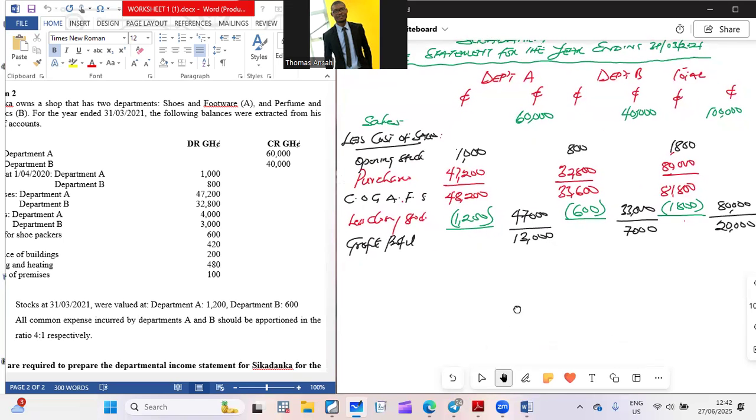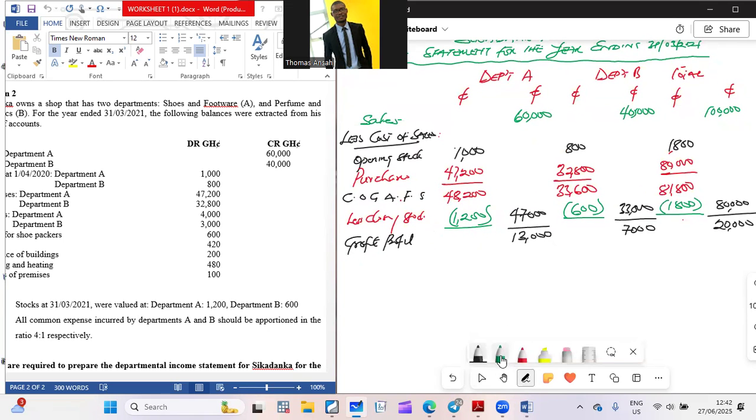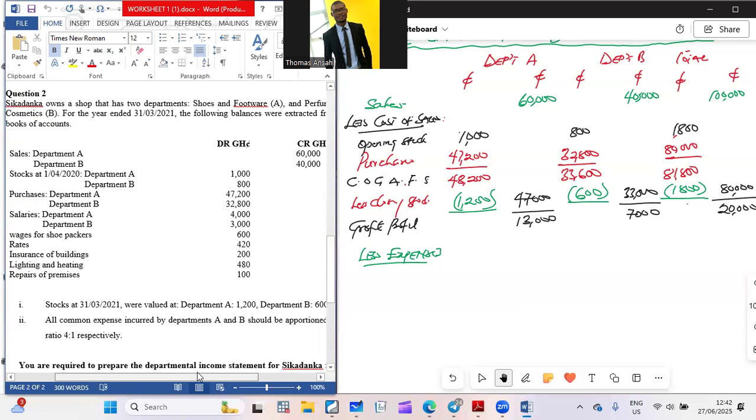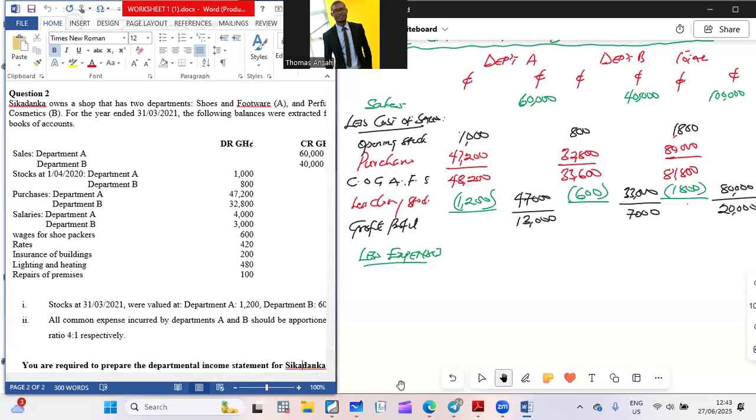So as for these ones, they are not a problem, but let's less the expenses. We are told that for the expenses, we should learn how to allocate and apportion. So this is how we do the expenses. You go straight putting in the totals, then you apportion them. So for example, expenses, you have salaries. Those ones are allocated. Can you see that?